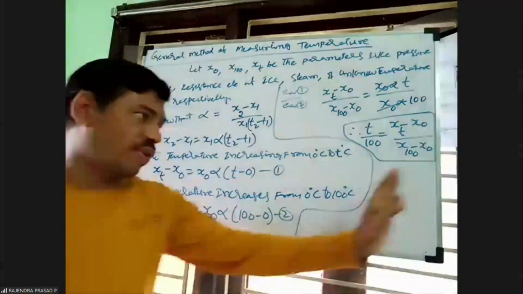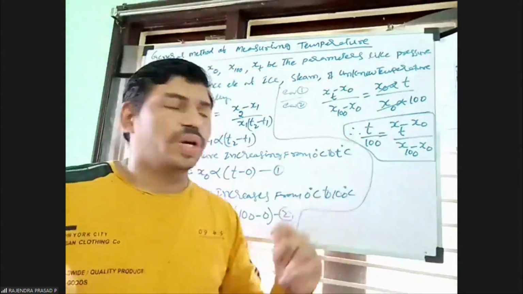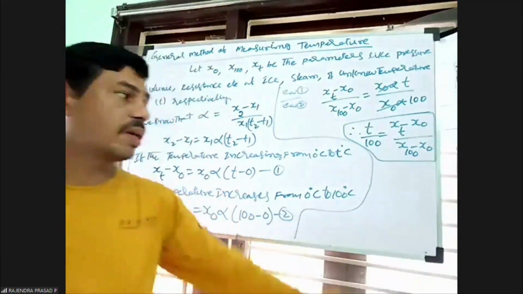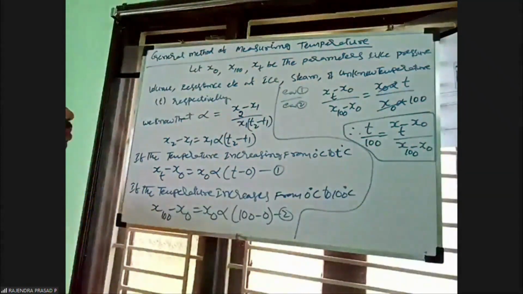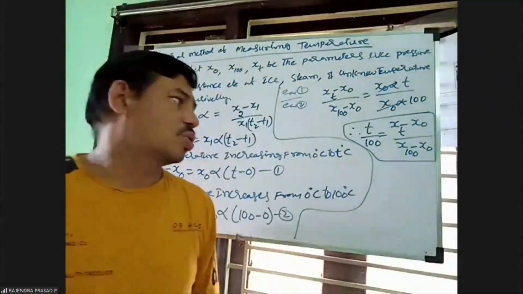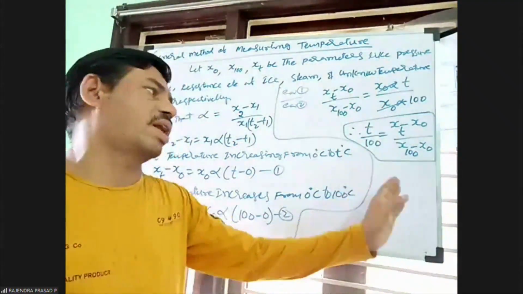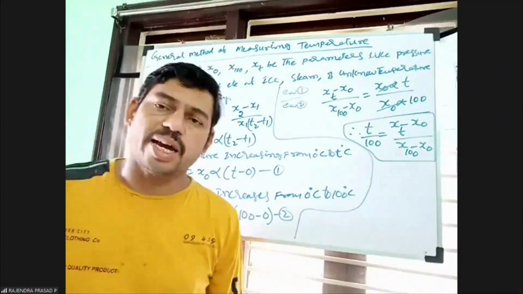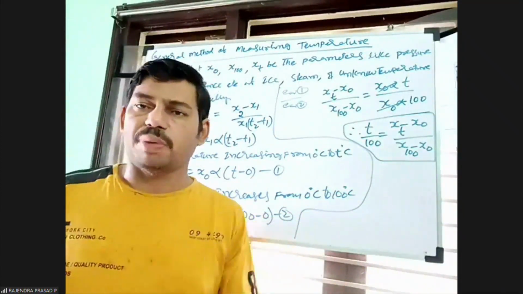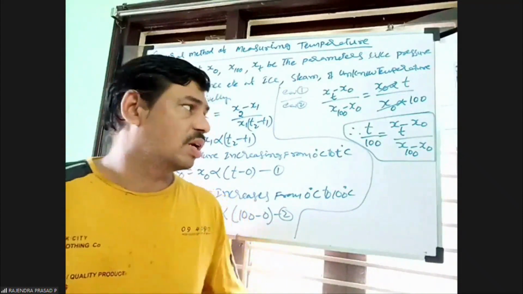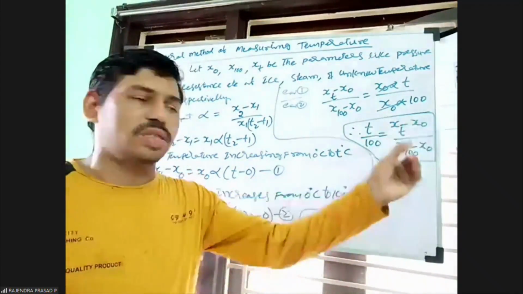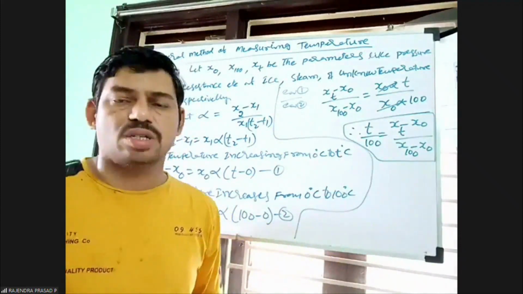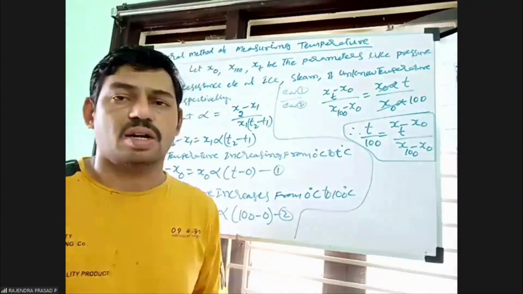This is the final formula, and it is important: t/100 = (xt - x0)/(x100 - x0). This is the general method of measuring temperature. Here xt, x0, x100 are the values of a parameter like pressure, volume, resistance or any other, at t degrees C, 0 degrees C and 100 degrees C. So t/100 = (xt - x0)/(x100 - x0).